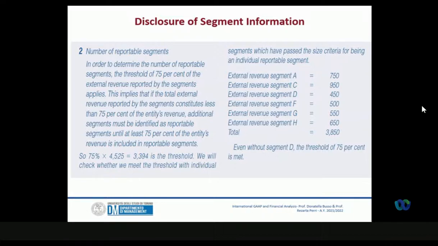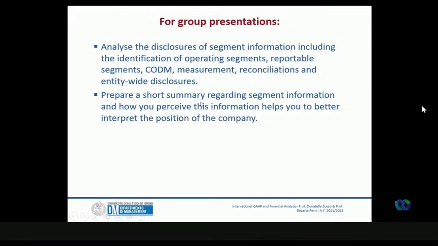As the reportable segments' total revenue is higher than the threshold, this means that we should not continue identifying further operating segments to be disclosed. If the total revenue over here was lower than the threshold, we would continue to include either segment B or segment E, which we previously mentioned are not reportable. We would include even them in the reporting requirements.